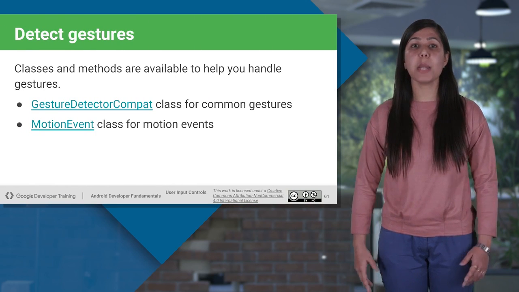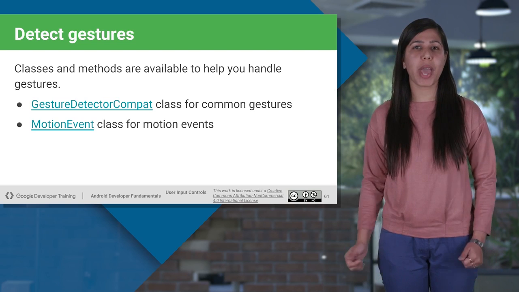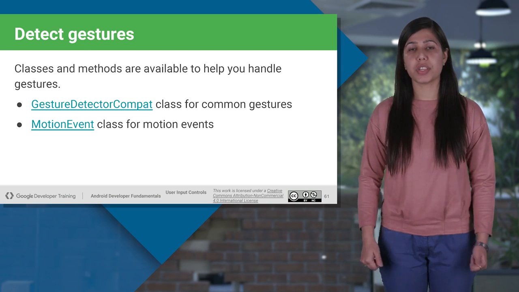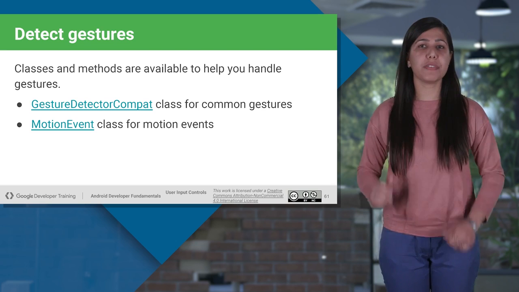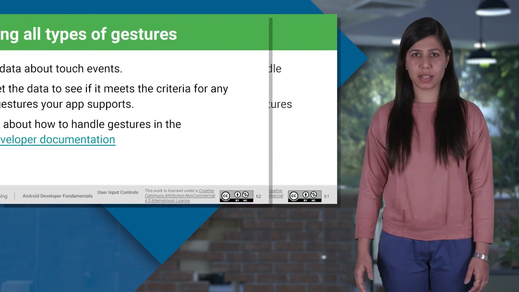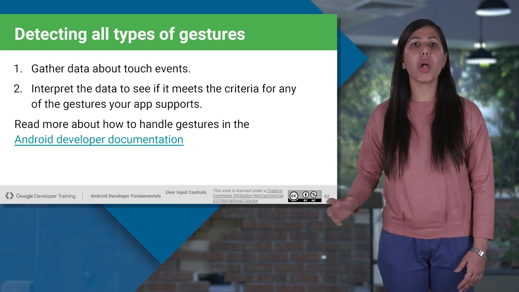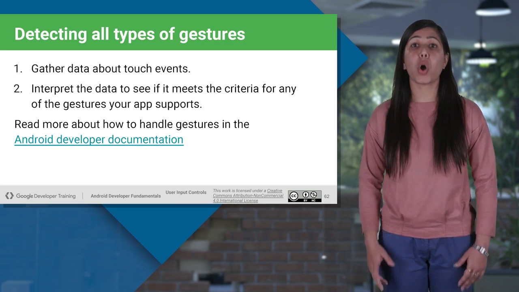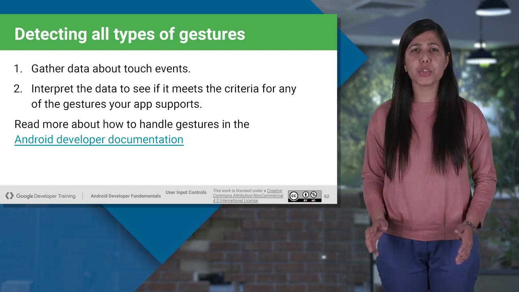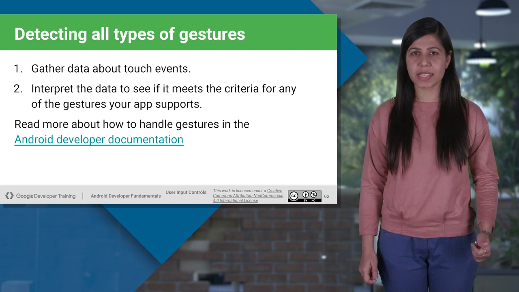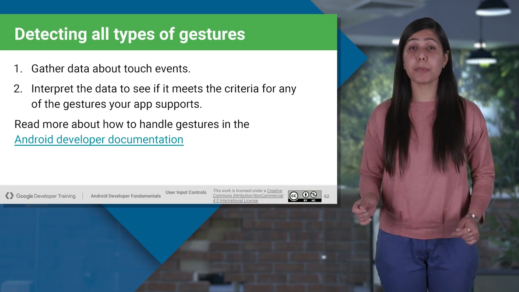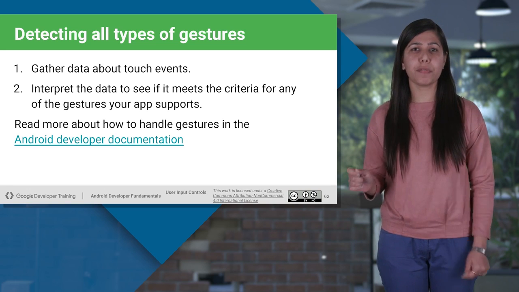There are classes and methods available to help you handle gestures. The GestureDetectorCompat class is for common gestures and the MotionEvent class is for motion events. How can we detect all types of gestures? To detect all types of gestures, you need to perform two essential steps: gather data about touch events, and interpret the data to see if it meets the criteria of any of the gestures your app supports.